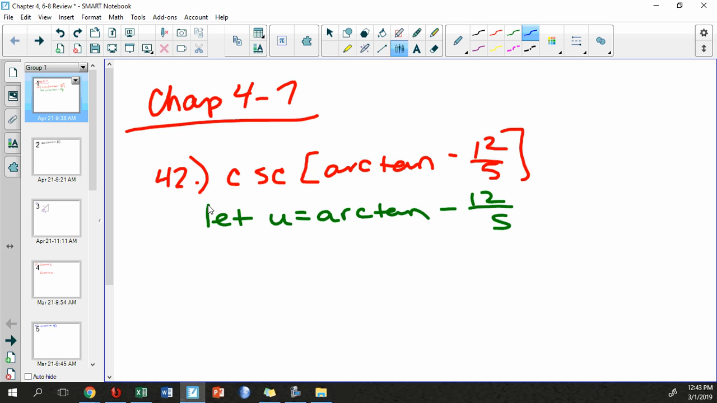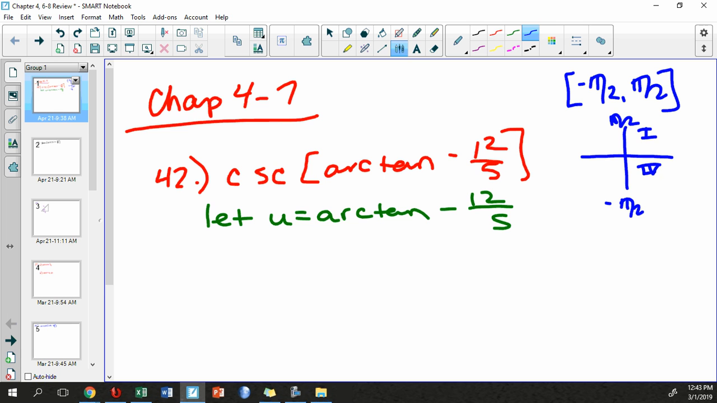When you're dealing with arctangent, you are between negative pi over 2 and pi over 2, correct? All of your range values must be between negative pi over 2 and pi over 2. So I am going to be between quadrant 1 and quadrant 4. Plus, plus, and plus, minus. So what quadrant are you in if your tangent is negative? You have to be in quadrant 4. That is super duper important.